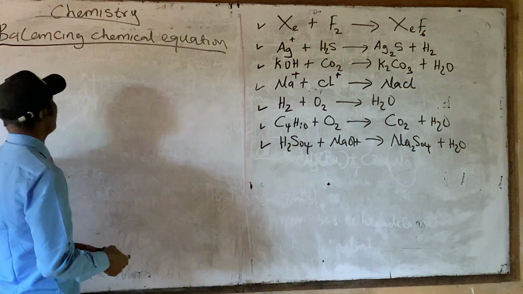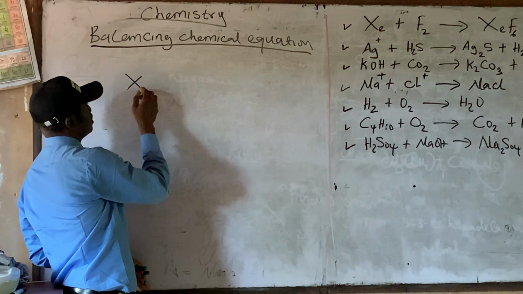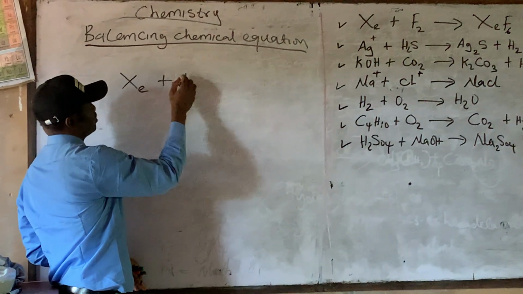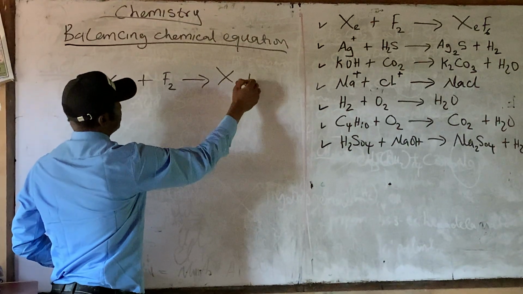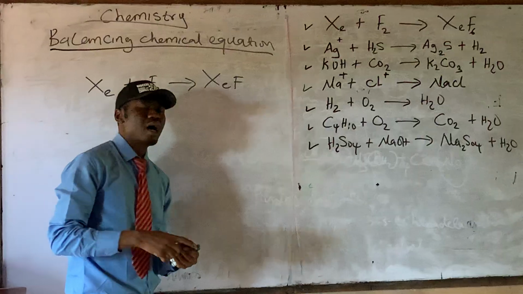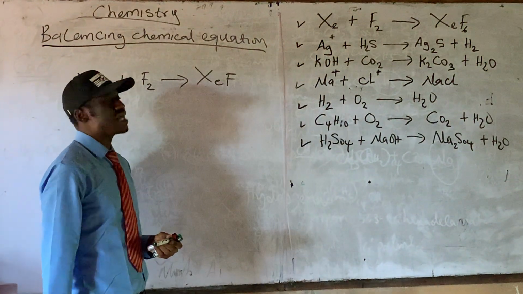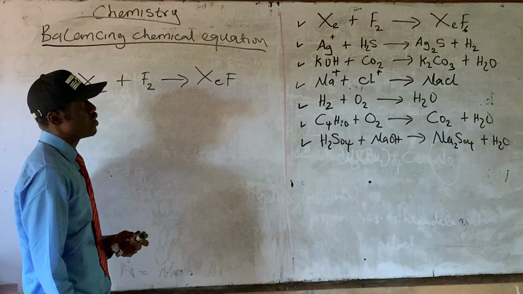Now, let's say we have the first one, xenon. Xenon is reacting with iron. So when xenon reacts with iron, you get xenon fluoride. Oh, sorry, fluorine. Xenon and fluorine, not iron, because iron is Fe. You get the point now? So xenon and fluorine, you get xenon fluoride.